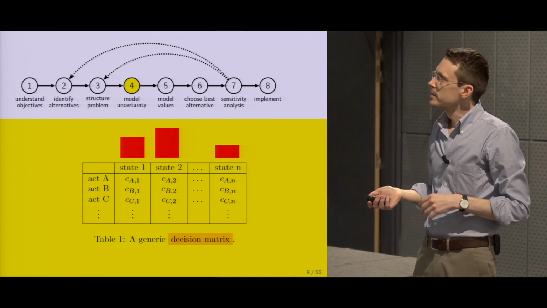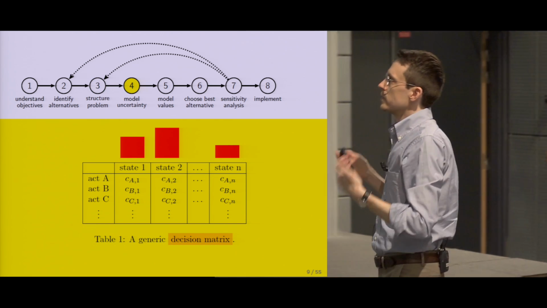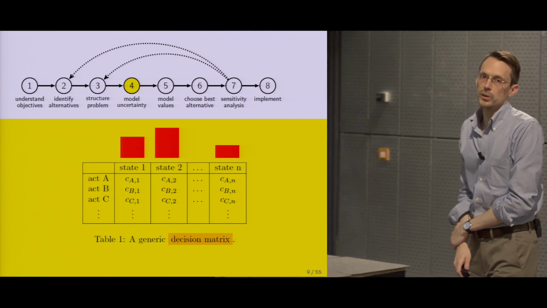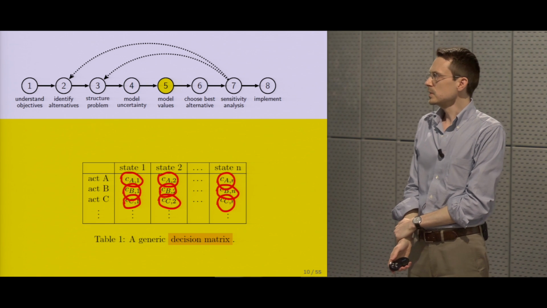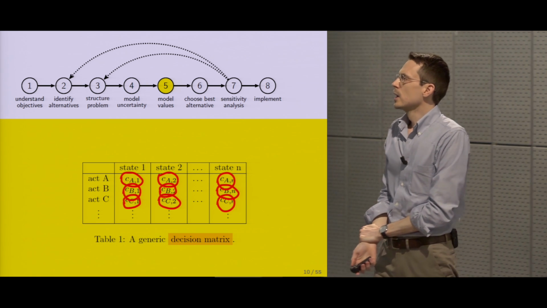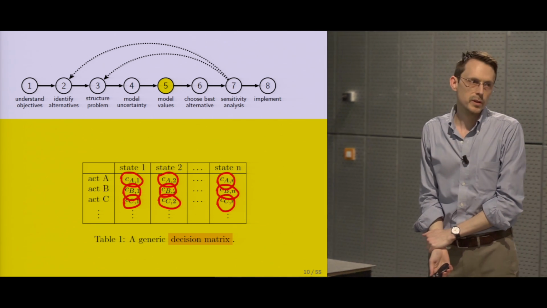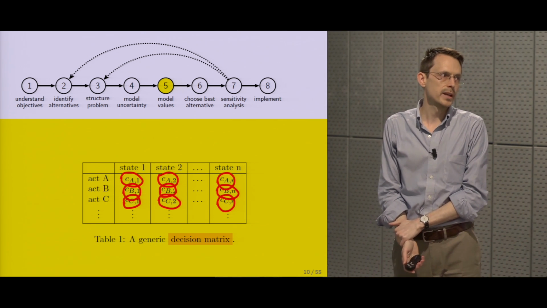Modeling uncertainty means quantifying uncertainty over the state space, and the standard thing is to put a probability distribution on it. Modeling values is putting utilities, standardly putting utilities on those consequences. It may also involve modeling risk attitudes.